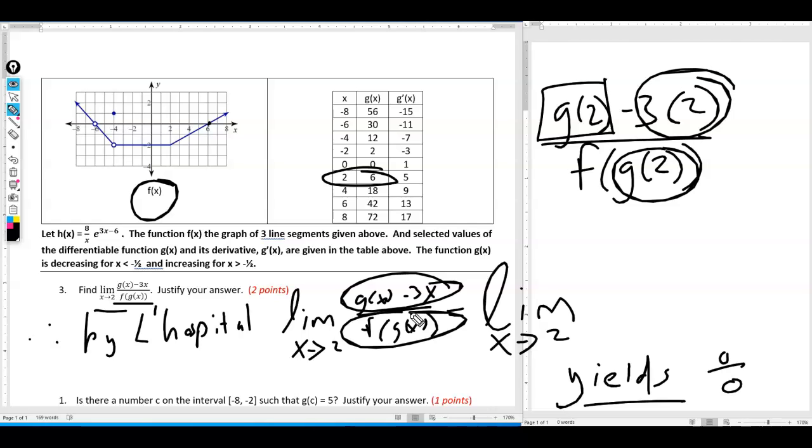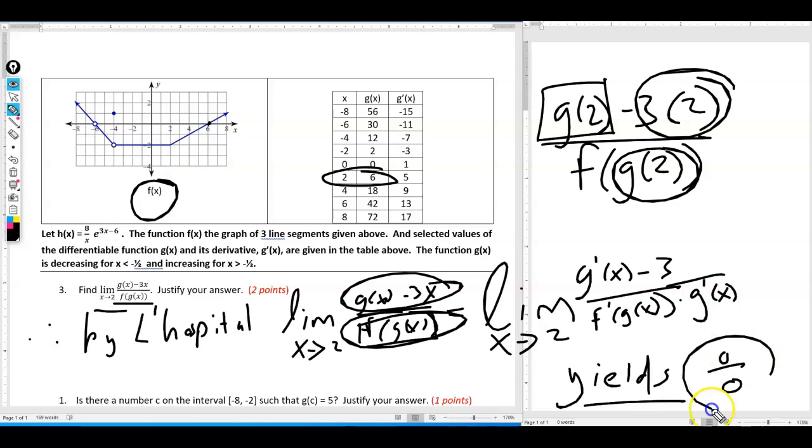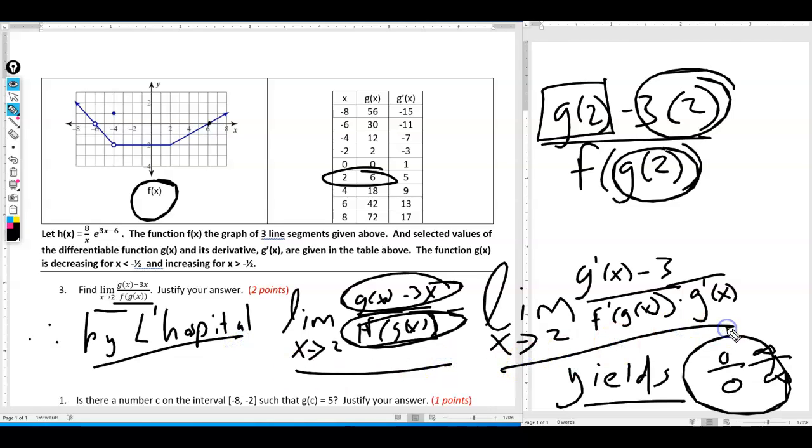Okay, so we're going to take the derivative of the top. That would be g prime of x minus 3 over, now this is a composite function, so we do the derivative of the outside multiplied by the derivative of the inside. Okay, that's L'Hopital's rule. So whenever direct substitution gives you an indeterminate form, which could be 0 over 0 or infinity over infinity, we do L'Hopital's rule, which basically says that this limit is equal to the limit of the function where you take the derivative of the top and the derivative of the bottom.